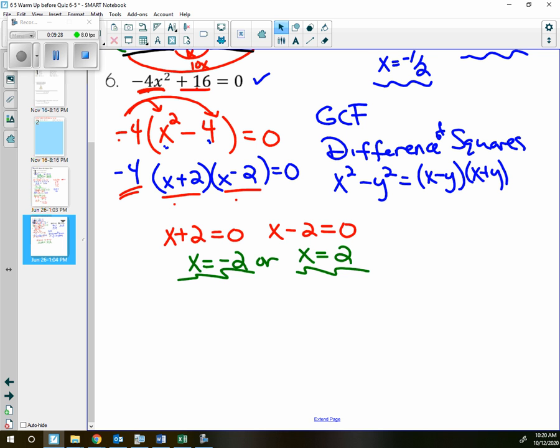So looking for things like difference of squares, GCF, really important. And also just make sure your equation always has to be equal to 0 first.